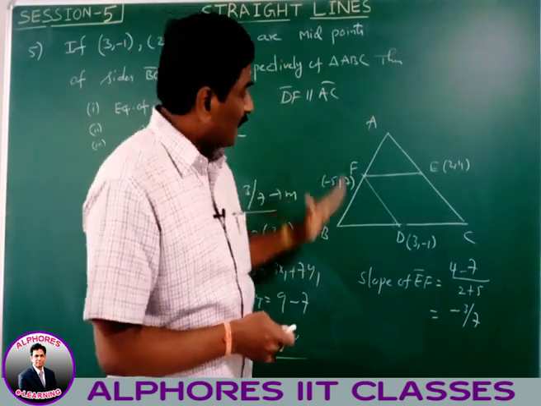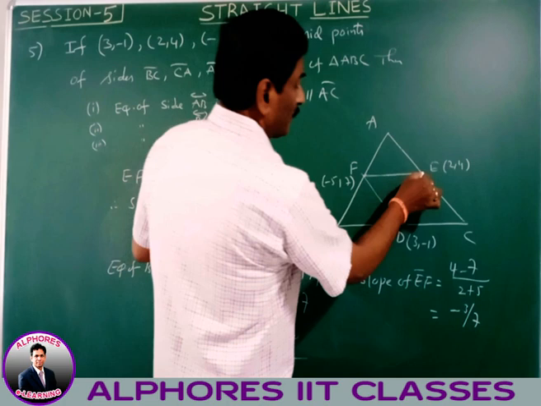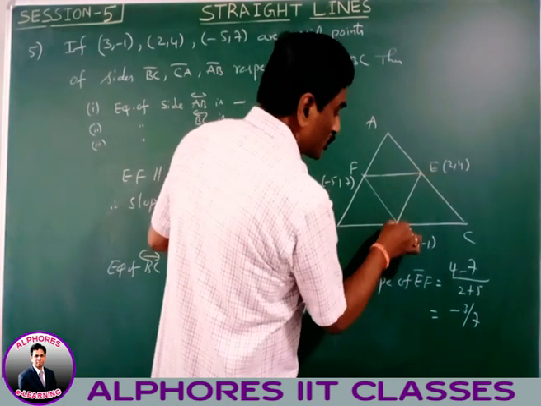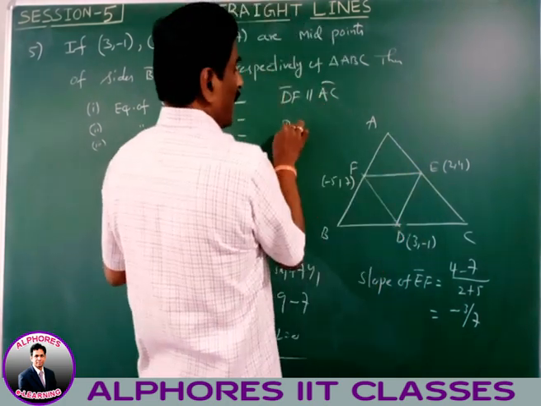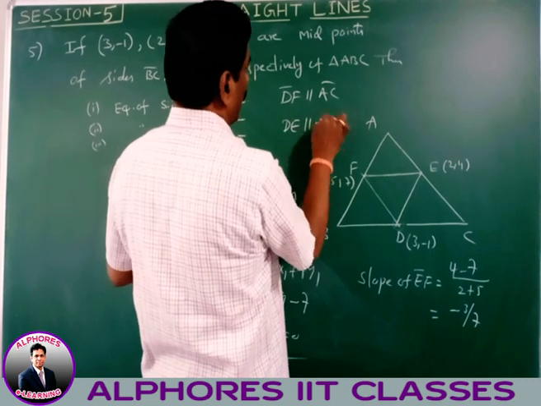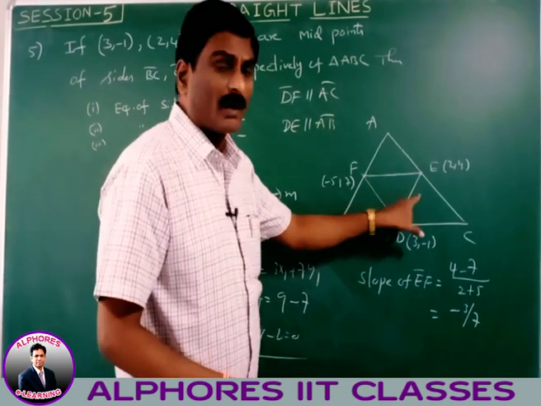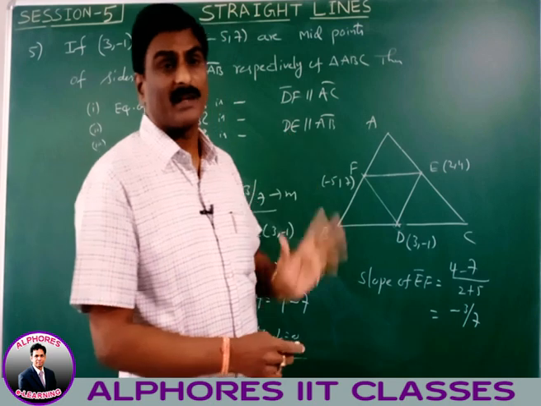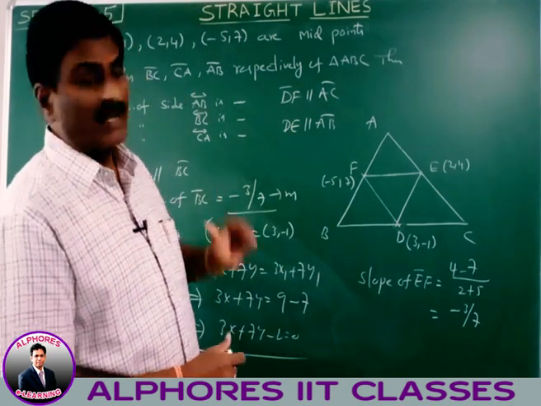Similarly, what is the equation of AB? Here, D and E are midpoints of these two sides. So DE is parallel to AB. The slope of AB is nothing but the slope of DE. By using slope-point form, we find the equation of AB. It is very, very important.